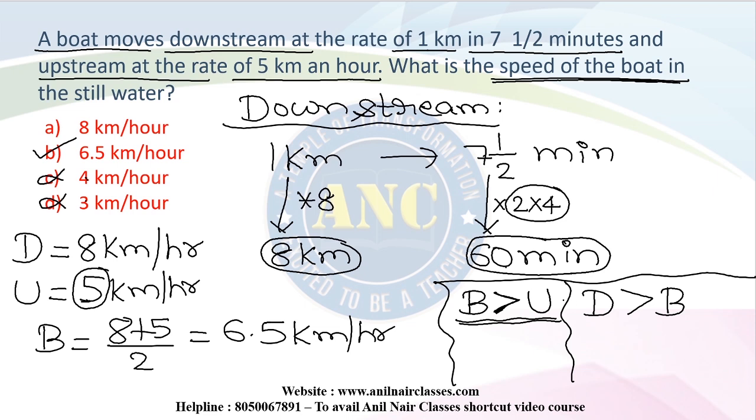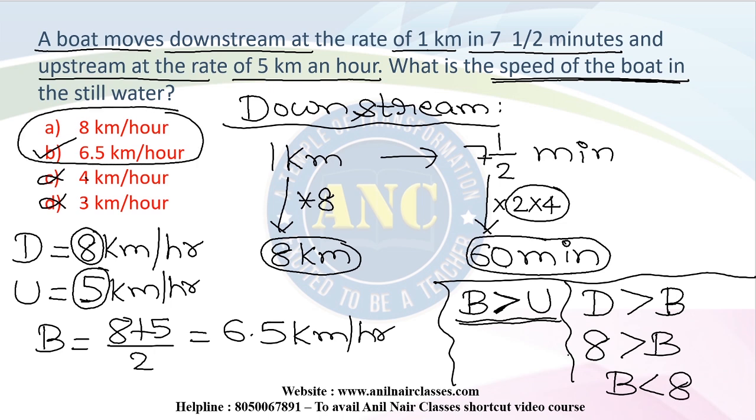So can I say that I am trying to find the speed of boat in still water right now, and downstream speed is given in the question as 8. So 8 is greater than B, or B should be less than 8. So there are only 2 options left right now, and B should be less than 8. But first option is not less than 8. First option is equal to 8. So first option is also ruled out. Therefore, the second option should be the right answer.